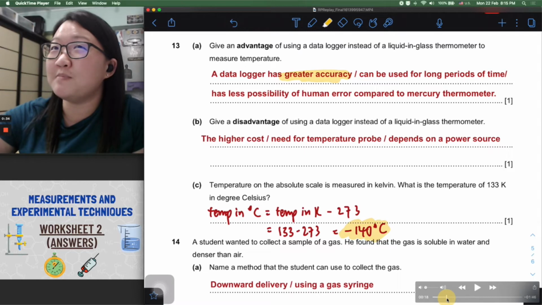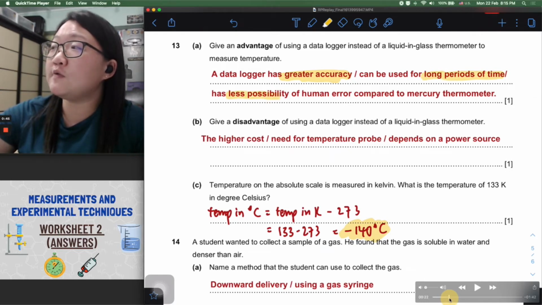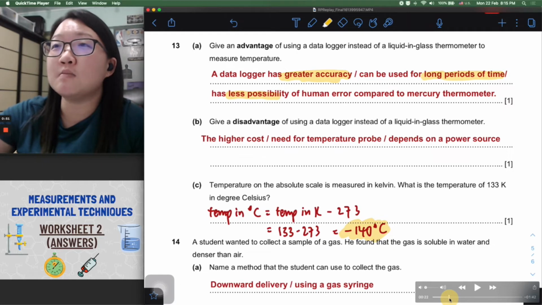data logger is like a mini computer, right? So it's definitely much more reliable. It can also be used for long periods of time. For instance, if you want to track the temperature changes of a reaction across a period, data logger can be done without too much monitoring by the person conducting the experiment.